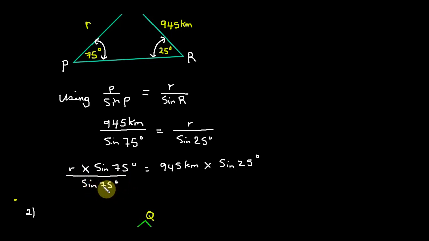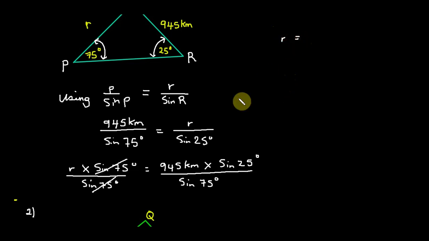But wait, we can't divide on one side alone. We have to divide the other side. The other side is looking and saying, hey, why can't you divide me by sine 75 also? It's not fair. So I divide by sine 75 in order to balance the equation. So guess what? This and this will result in 1. So R we have remaining.